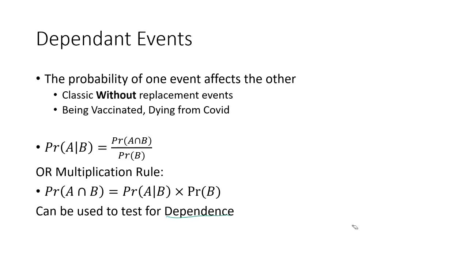If we take our probability rule from the previous slide and we multiply both sides by the probability of B, we get what is called a multiplication rule. So the intersection of A and B is equal to probability of A given B times the probability of B. And we can use this rule to test whether two events are dependent or not.